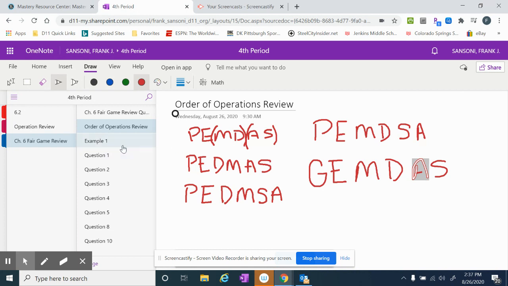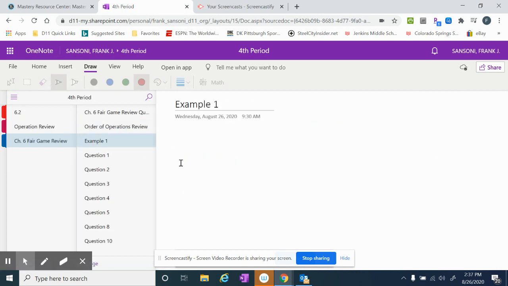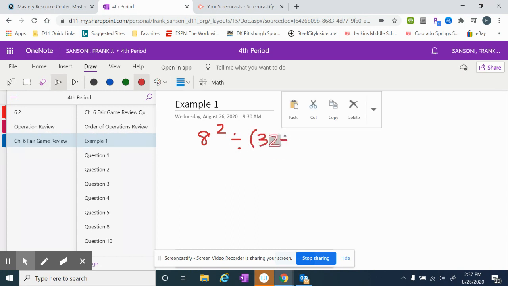Okay, so we're going to look at one example. I'm going to do an example with you. And the example that I'm going to do is 8 squared divided by, and then in parentheses, so we already know that we're going to be doing that first, 32 divided by 2. And then we're going to close parentheses, and then we're going to put minus 2 times the quantity. So once again, inside parentheses, 3 minus 5.